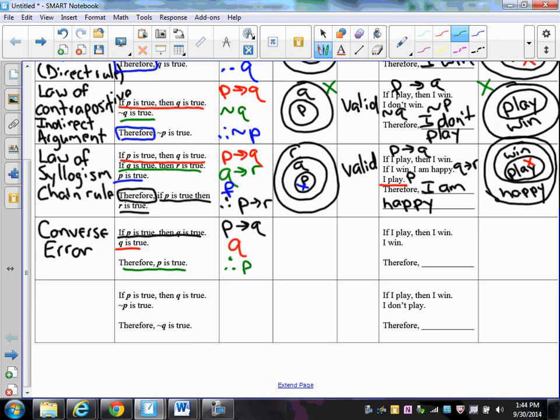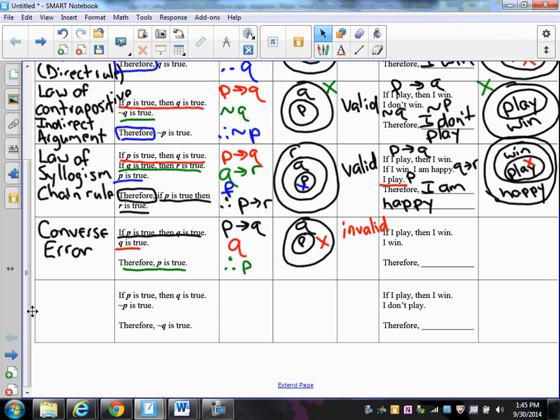So let's take a look at this. I still have P on the inside and Q on the outside. But now I'm told Q is true. So if Q is true, it could be anywhere. It can be where Q doesn't touch P, or it could be where Q touches P. So this is invalid. I'm not necessarily inside of the P circle. This is a common mistake people make, where they're given the converse is true and they want to assume the hypothesis is true. That's not true.